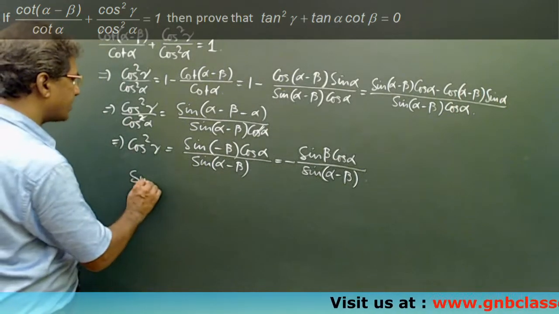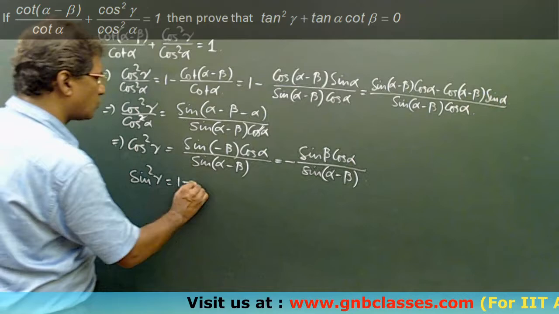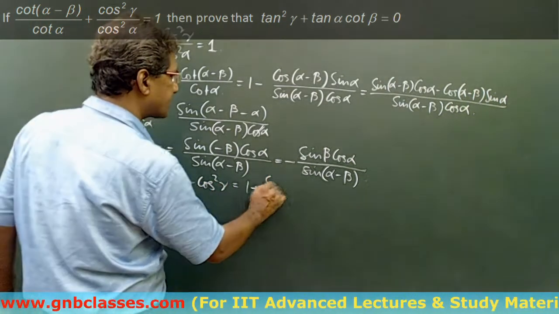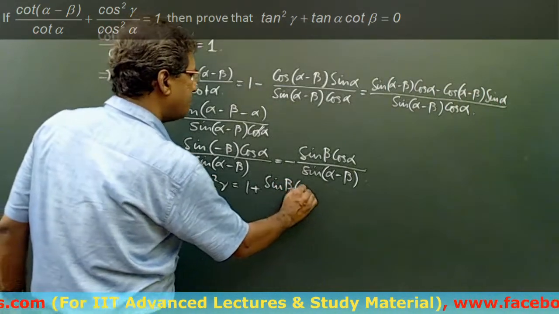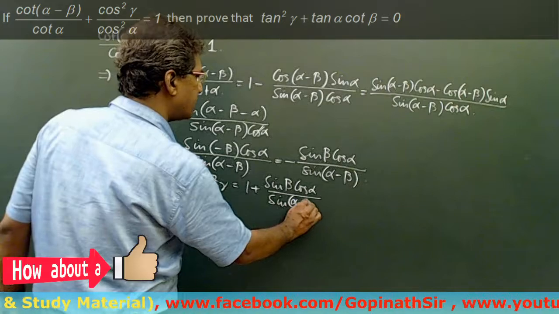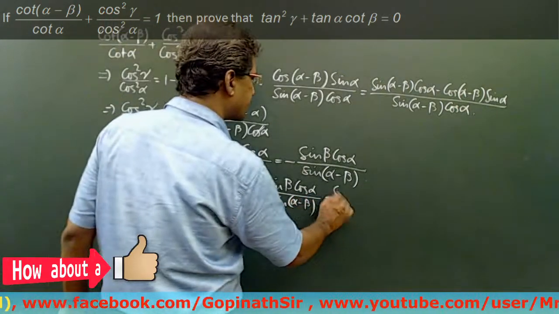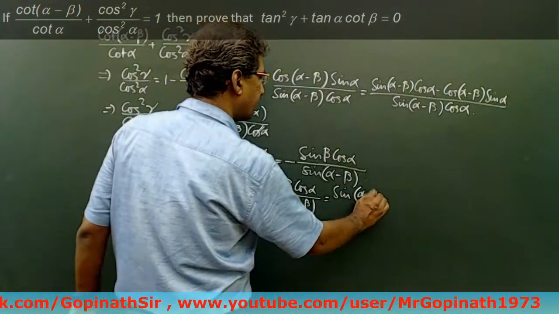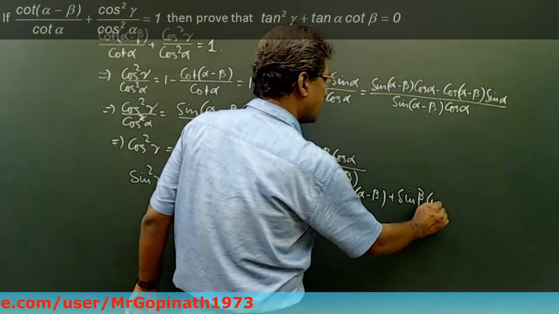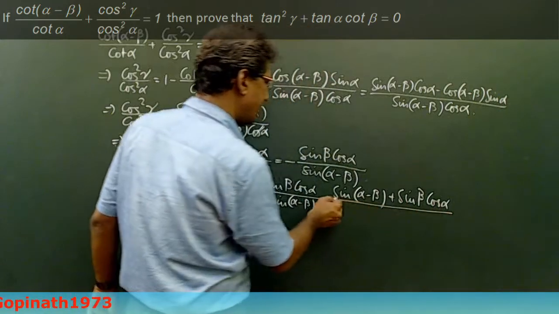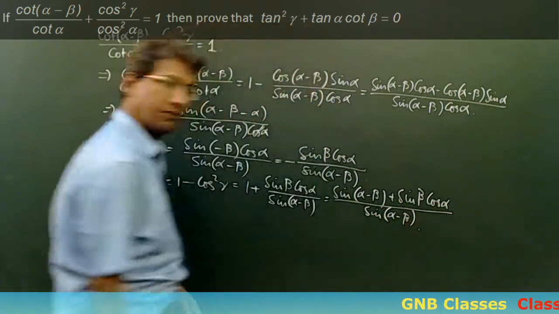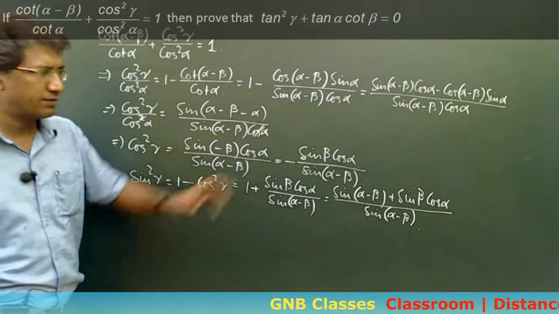Therefore, your sine square gamma will be, what is sine square gamma? It is 1 minus cos square gamma. So which gives you 1 plus sine beta cos alpha divided by sine alpha minus beta. So which gives you what? Sine alpha minus beta plus sine beta cos alpha divided by sine alpha minus beta. Am I correct? Have you understood this till here?